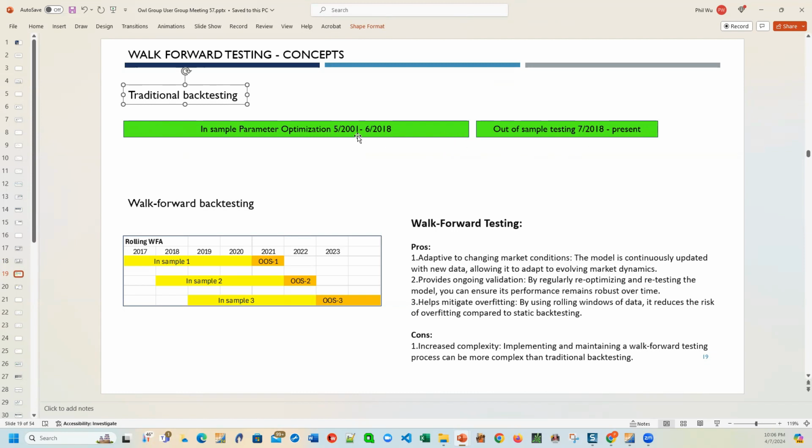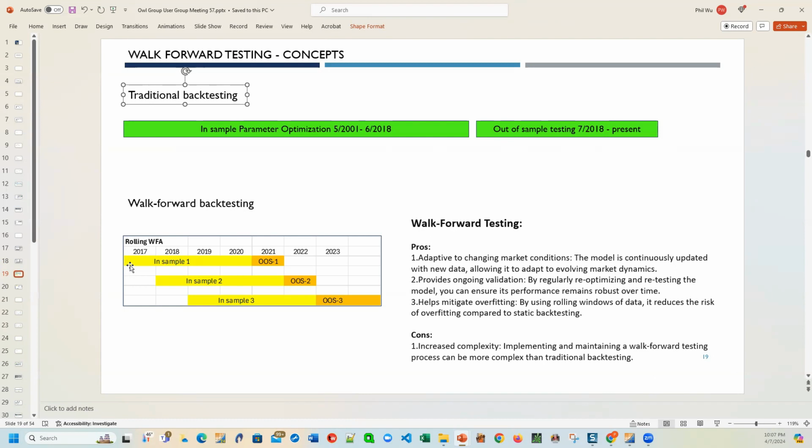So here it's like a 17-year back test for in sample to come up with the parameters, and then using those parameters on this out of sample. So out of sample is to mimic future unseen data. Walk forward is similar, but what it does is it breaks it down into chunks.